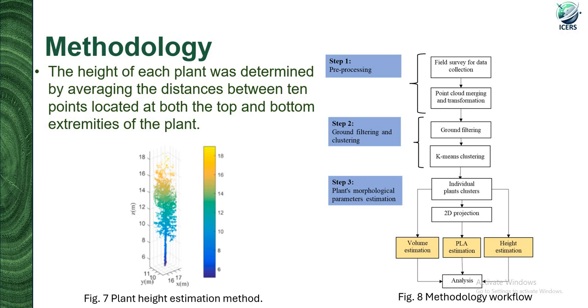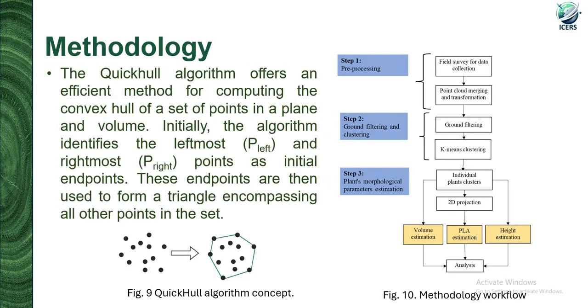The height of each plant was determined by averaging distances between 10 points located at both the top and bottom extremities of the point cloud.